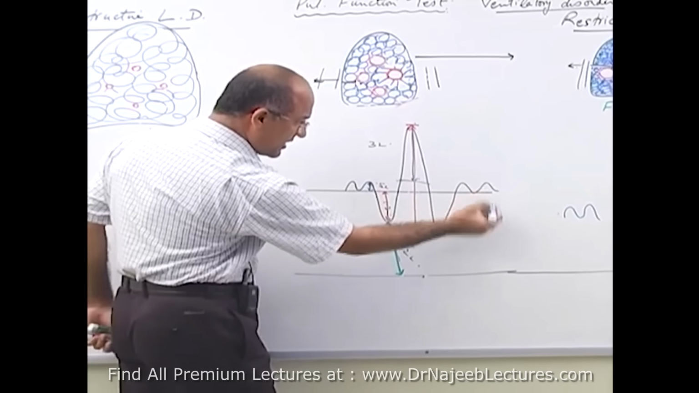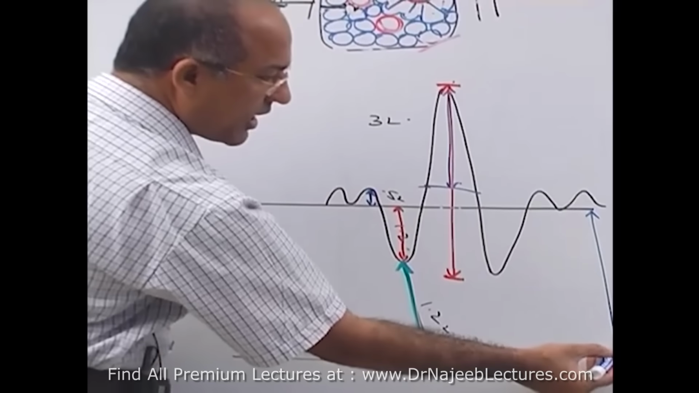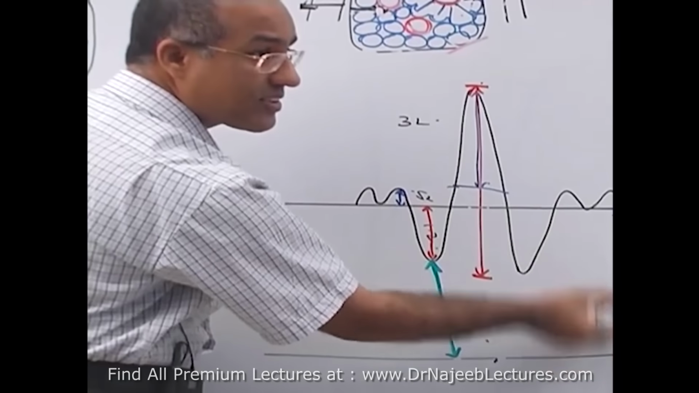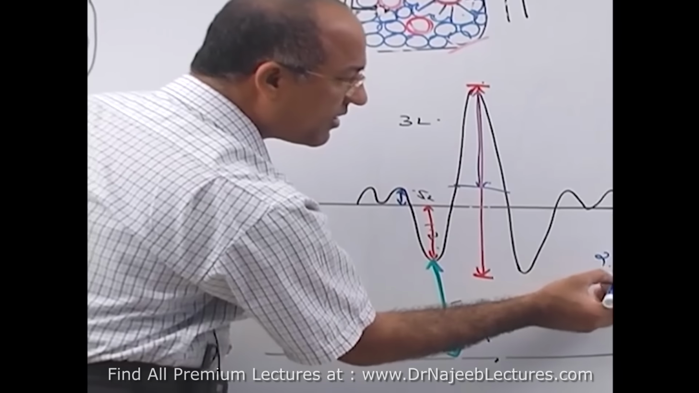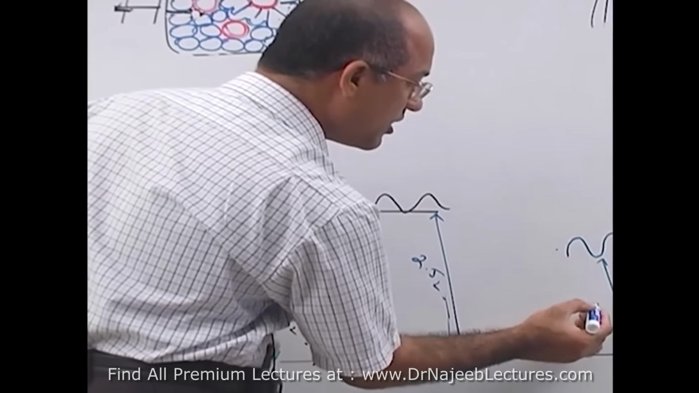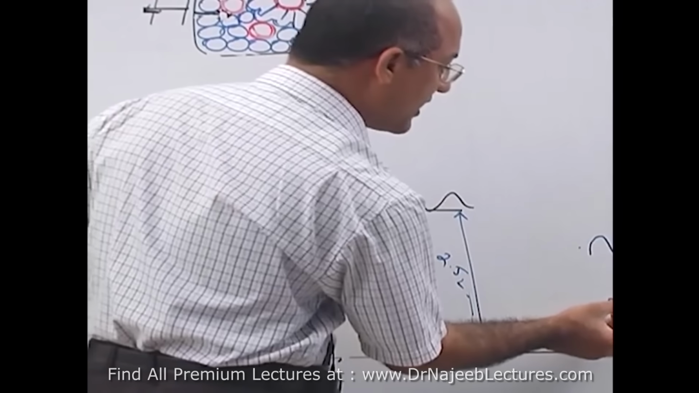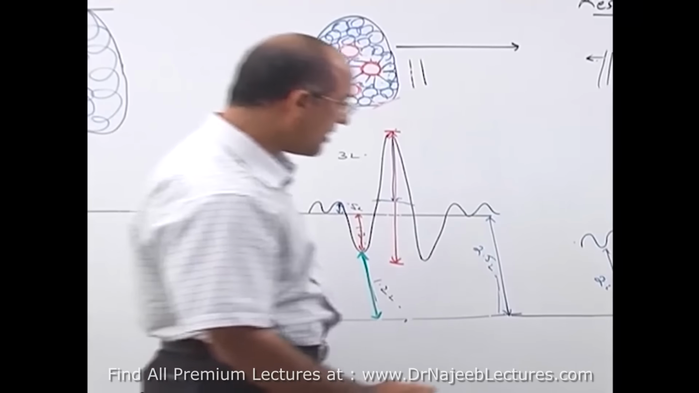Right? For example, it was here. Normally it was, what was this? Functional residual capacity. Normally it is 2.5 liters. But in this case, functional residual capacity may be just 2 liters or 1.5 liters. It has gone down. Right? This is one thing.